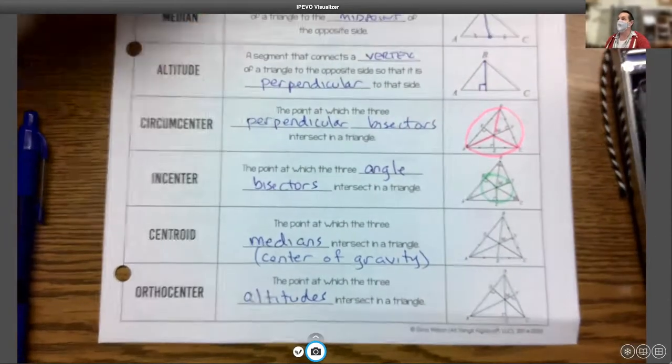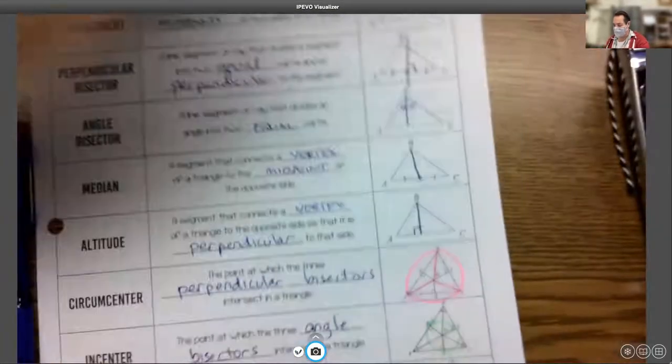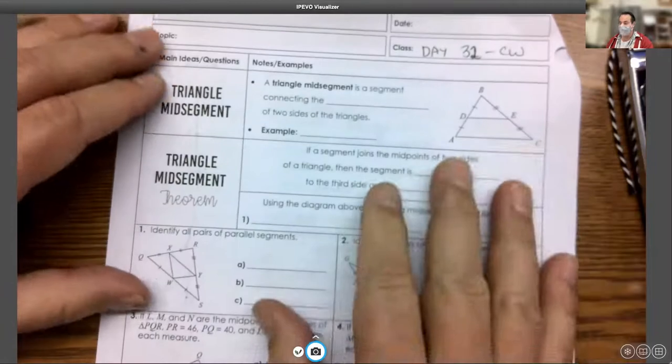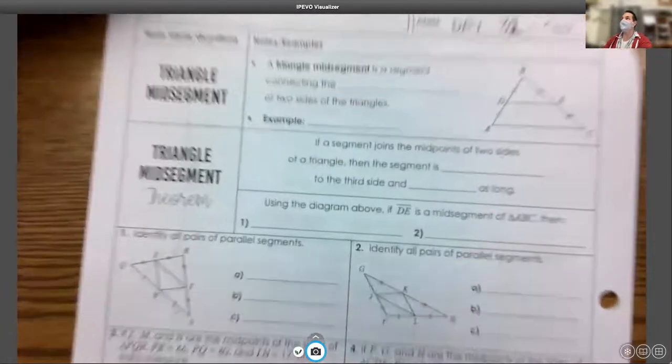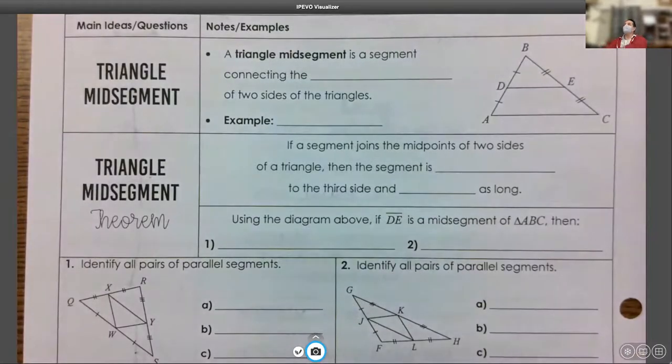So again, today we're talking about types of segments cutting through triangles that are specific, leading to a discussion of centers of triangles that we'll talk about next class. That intro sets you up for today and tomorrow combined. Today, your homework is all about triangle midsegments.